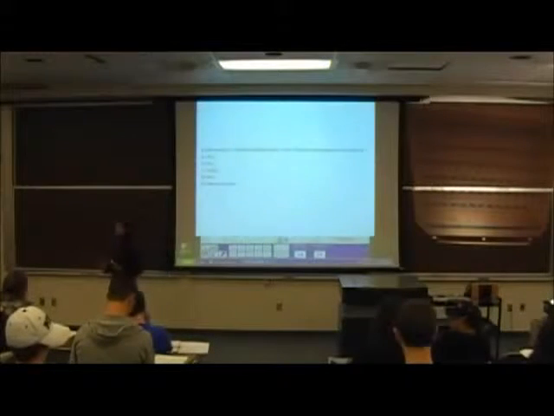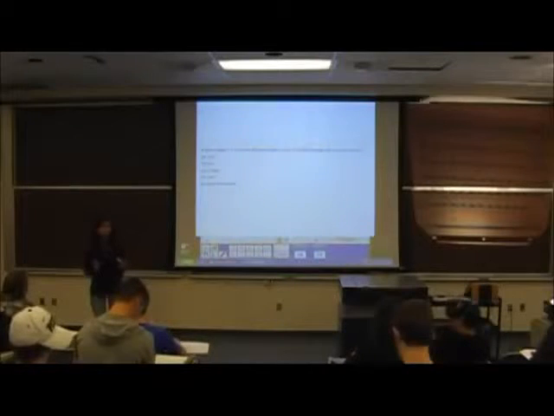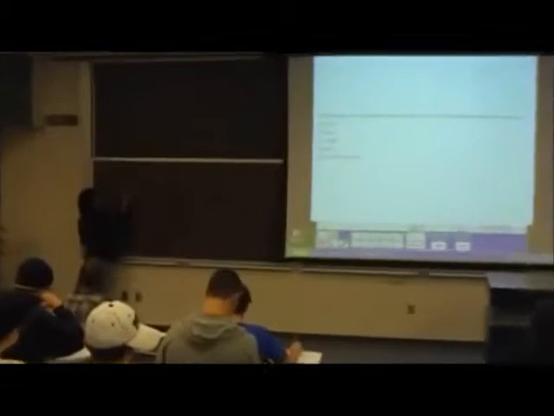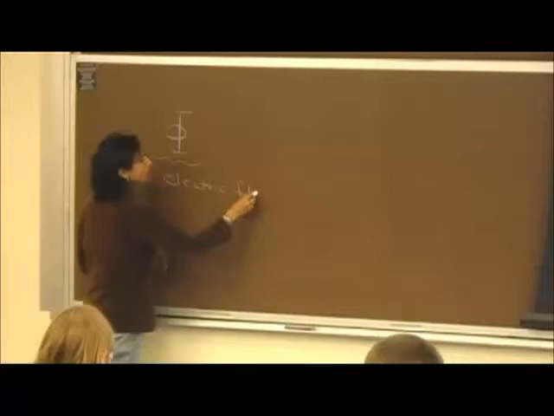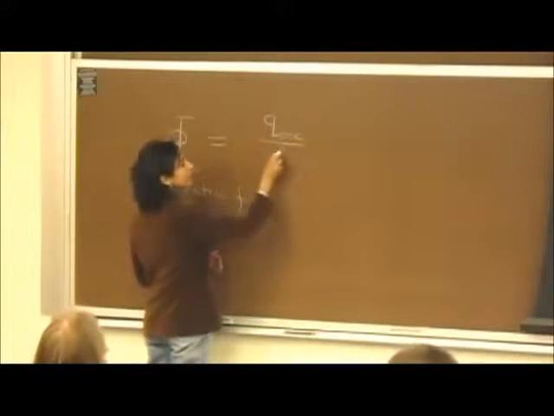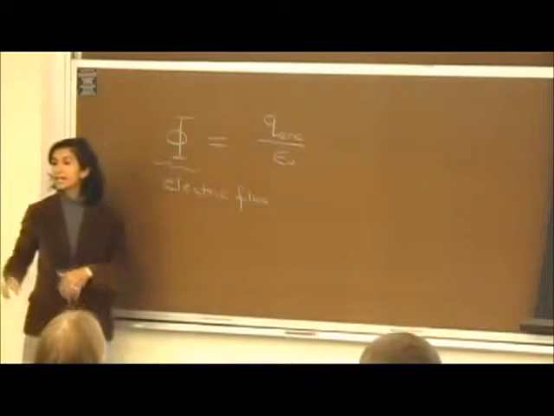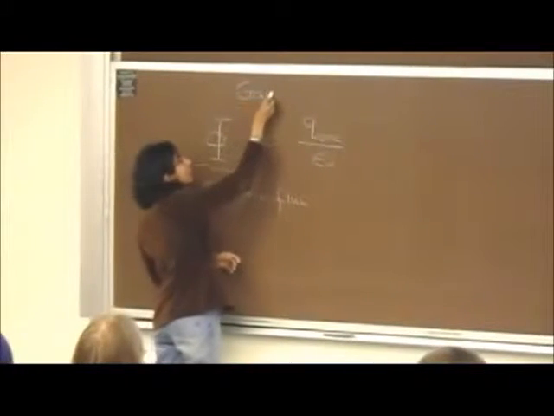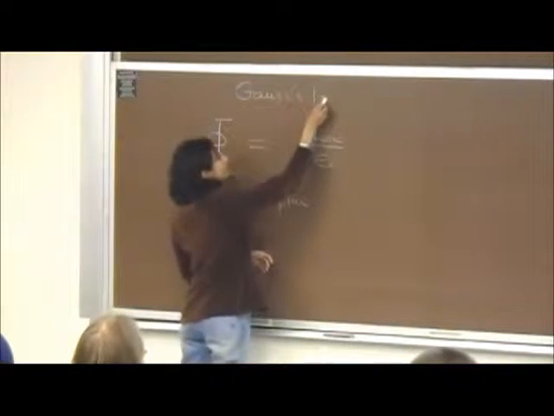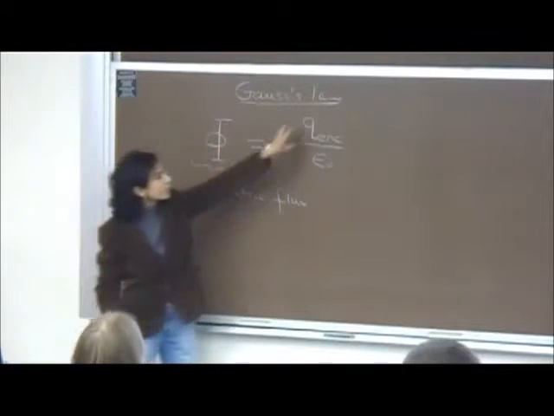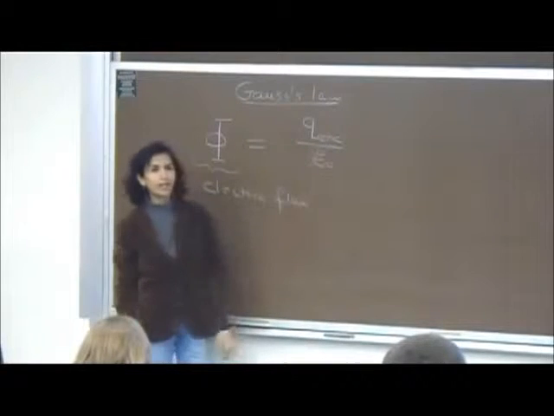If you remember, last time we talked about Gauss's law, right? And Gauss's law says that the electric flux phi is equal to the charge that is enclosed divided by epsilon 0 inside any closed surface. This is what we learned. This is basically the statement of Gauss's law. So electric flux inside any closed surface is whatever is the total charge enclosed divided by epsilon 0.